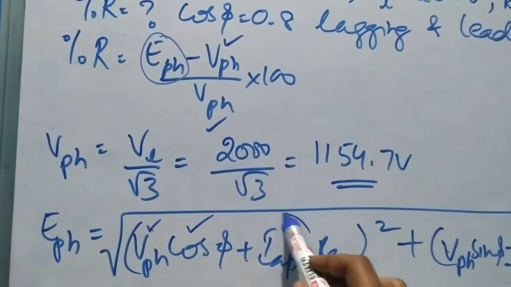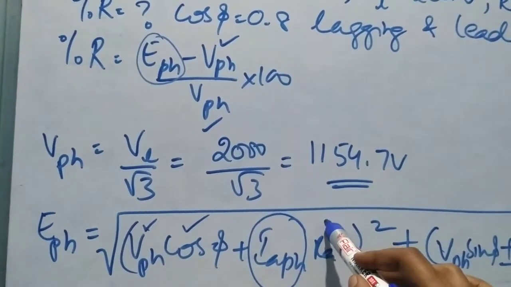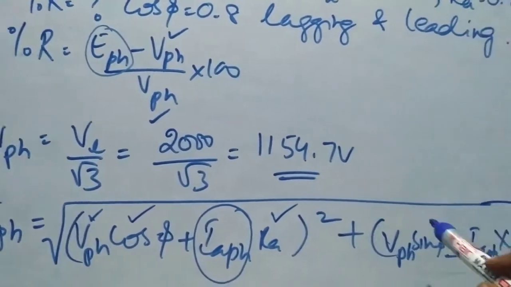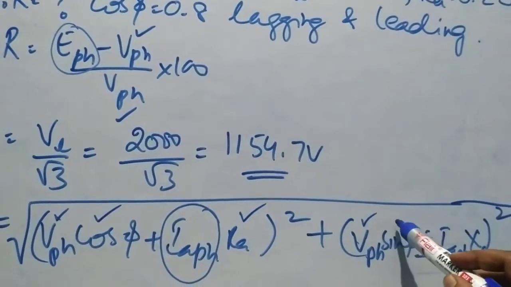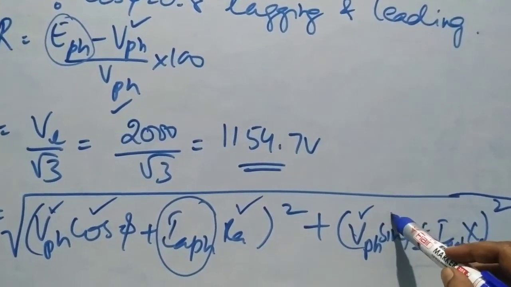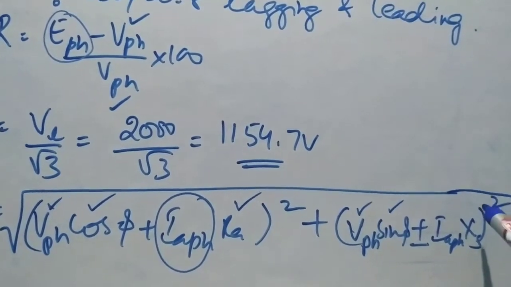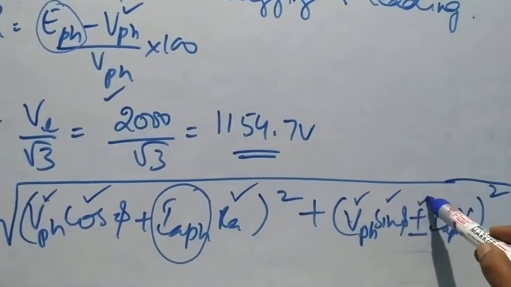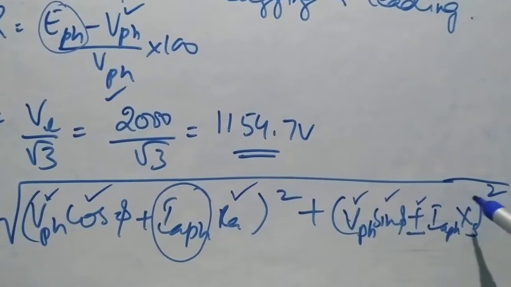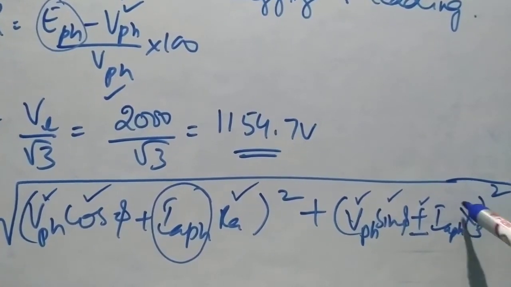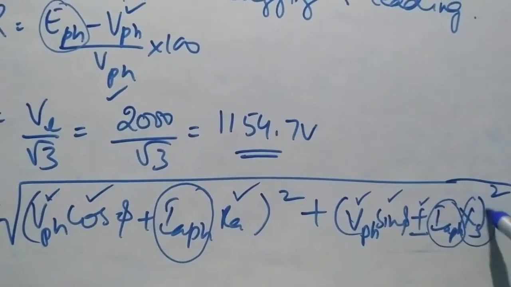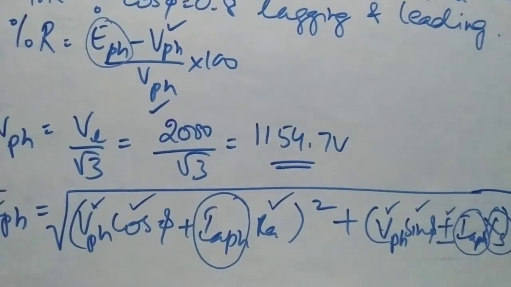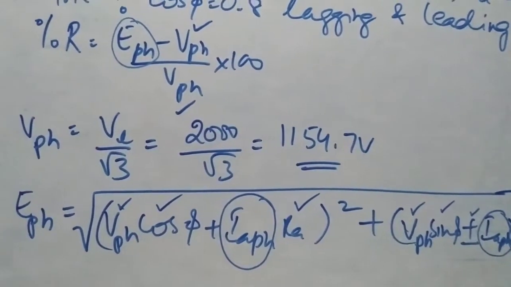The IA phase we have to determine, and RA is given here. Similarly V phase is given. Since cos phi is equal to 0.8, the sin phi value will be equal to 0.6. First we will solve for the plus, that is the lagging case. The IA phase again we have to determine, and also the XS. So our aim is to determine the IA phase and XS.